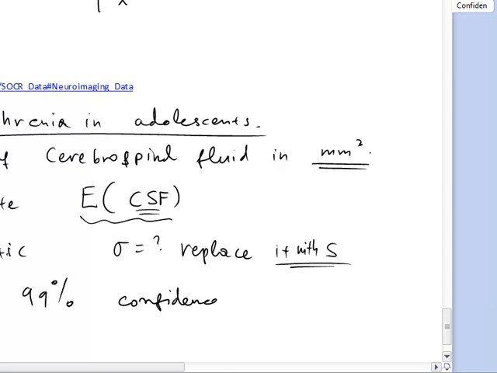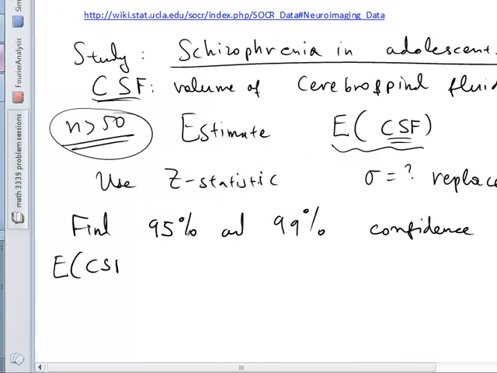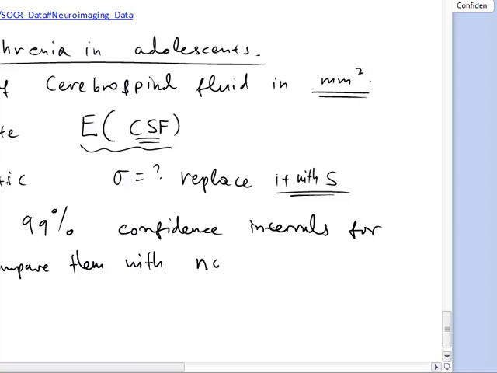confidence intervals for CSF, compare them with normal ranges for CSF, and derive your conclusions.